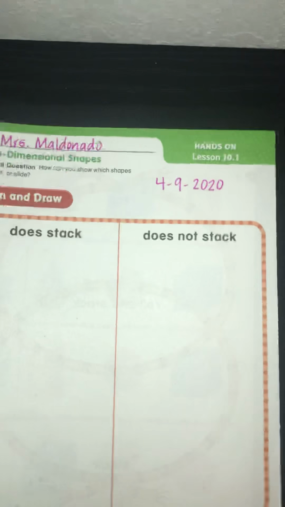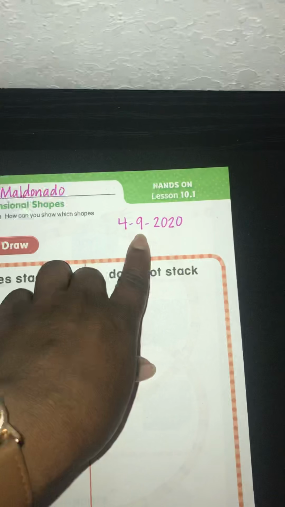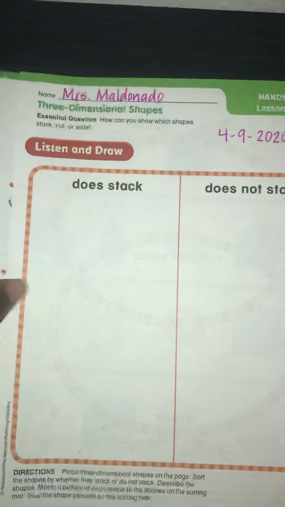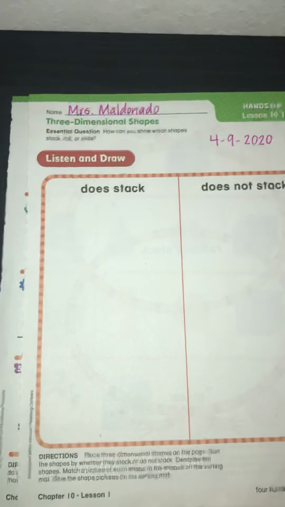I know we're home right now, but you're going to be in first grade next year, and Miss Kay and Miss Bellwood are going to be expecting you to write your first and last name on every assignment, and also the date. Today is April the 9th, 2020. We are in the 4th month, the 9th day, and our year is 2020. So write 4-9-2020. All right, so the question is, how can you show which shapes can stack, roll, or slide?